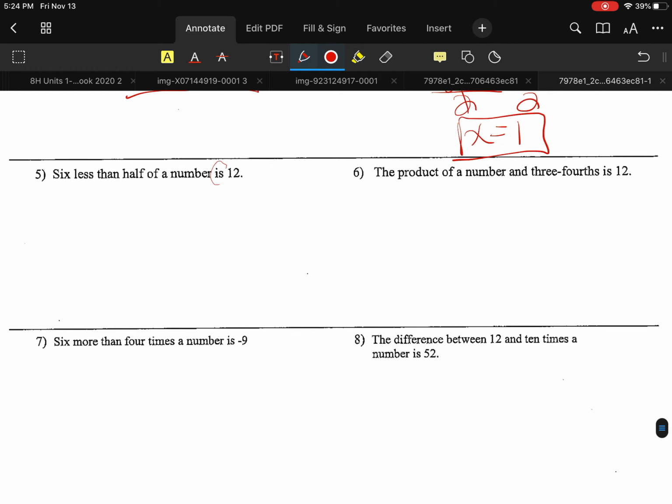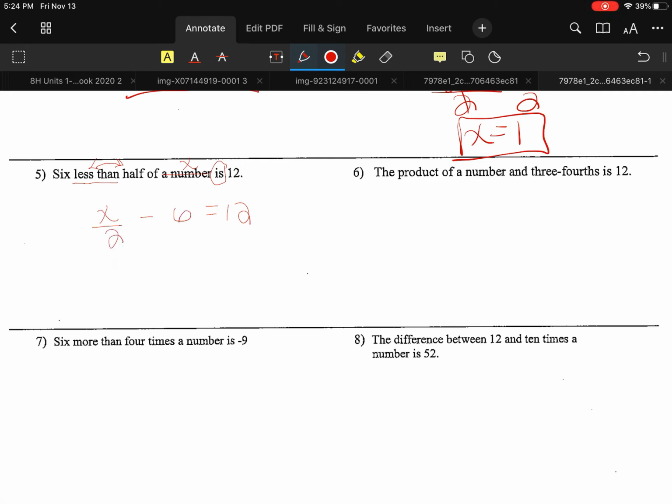Problem number 5. 6 less than half of a number is 12. "Is 12" means equals 12. "6 less than" is a switch word. That means half of a number is going to come first. I don't know what the number is, so there's my variable. Half of a number can be written 2 ways. I know that if I cut something in half, I'm cutting it into 2 pieces.